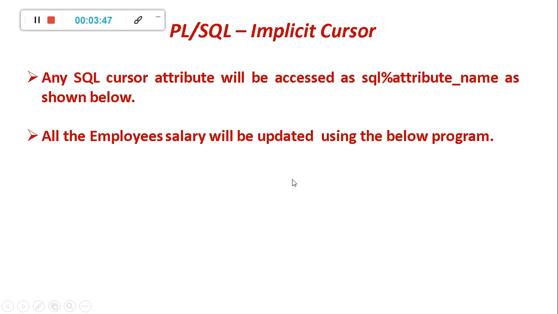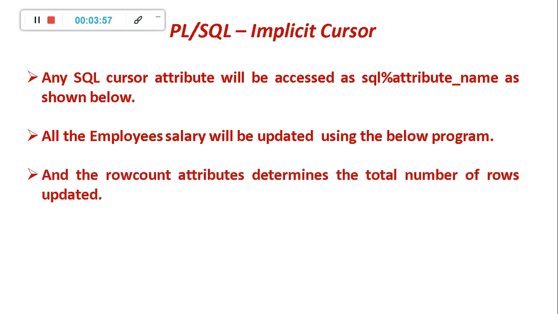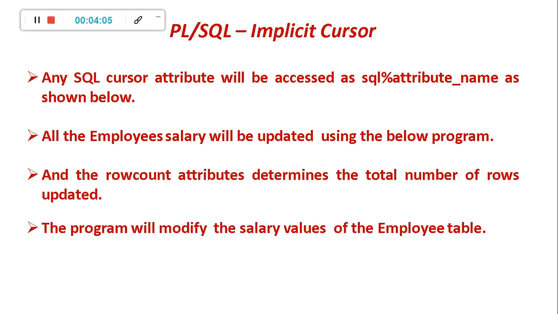Here we discuss a program for the implicit cursor concept. All employee salaries will be updated using the program, and the rowcount attribute determines how many rows are affected by the program. The program will modify the salary values of the employee table.